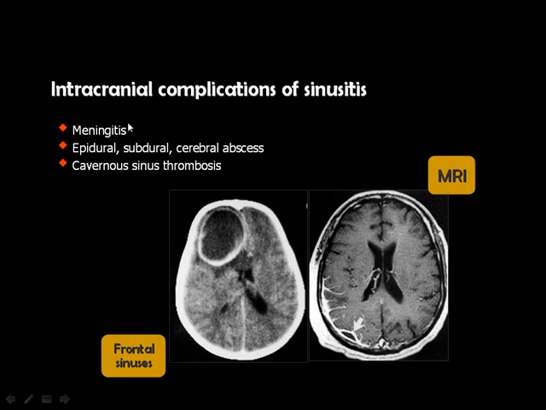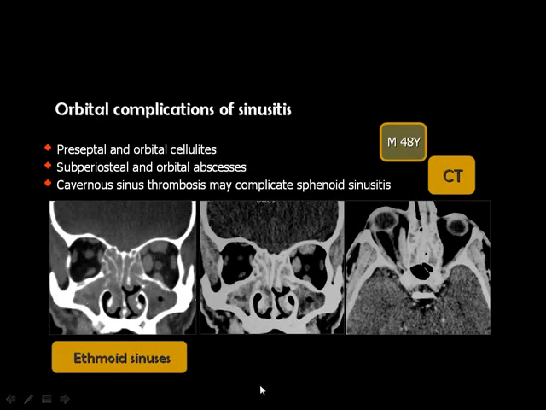Intracranial complications include meningitis, like this, and you see thickening and enhancement of the meninges with some epidural empyema here. Also, you can get subdural empyema or cerebral abscess. This is a classic example of an intracranial abscess with marginal enhancement. And you may also get cavernous sinus thrombosis, especially in cases of sphenoid sinusitis. Orbital complications include orbital cellulitis, subperiosteal abscess and the cavernous sinus thrombosis, as I have said, which is commonly associated with cases of sphenoidal sinusitis.